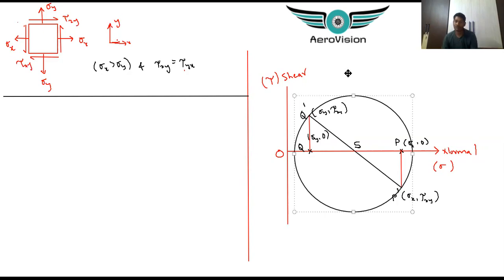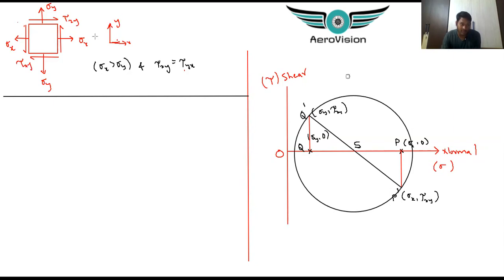Okay. So this is our Mohr circle. It is not an exact circle, not symmetric about the x axis. If you observe, the plane SP dash is representing the plane on which sigma x is acting. Similarly, the plane SQ dash is representing the plane on which sigma y is acting.